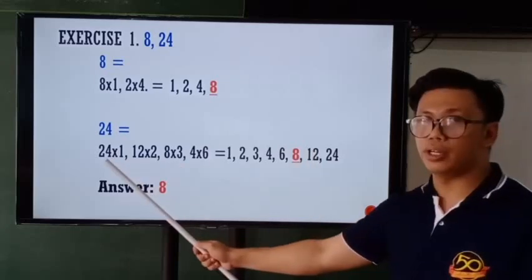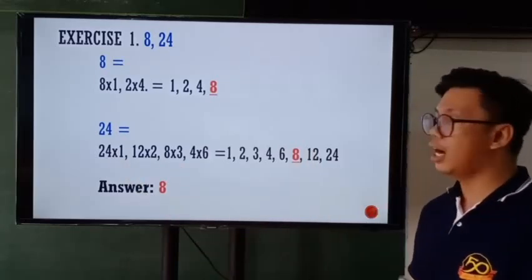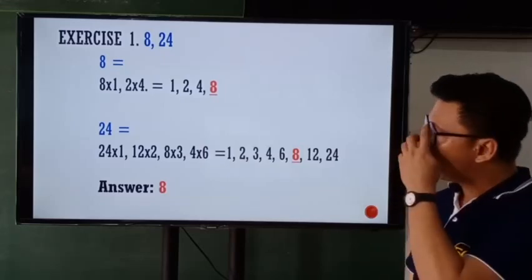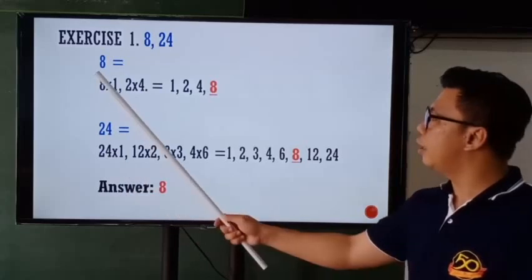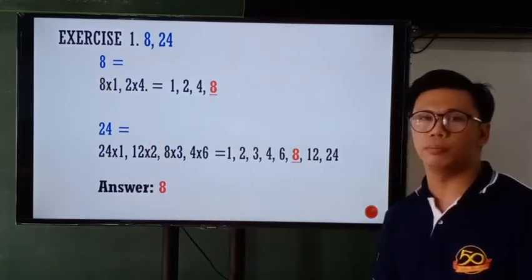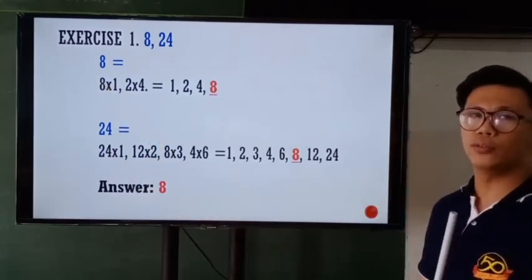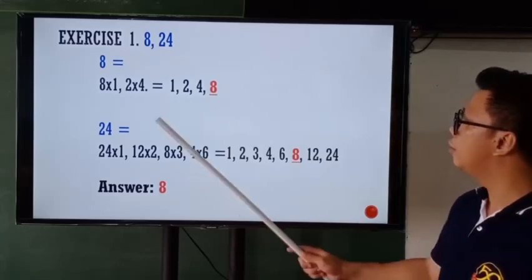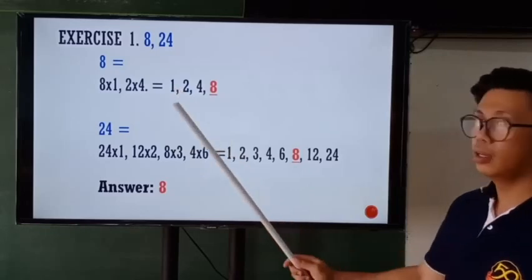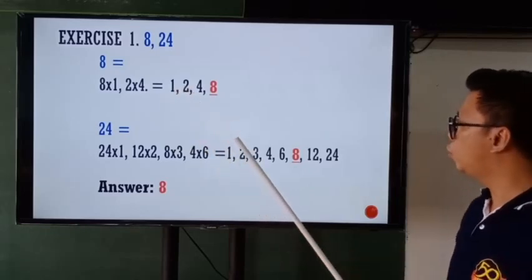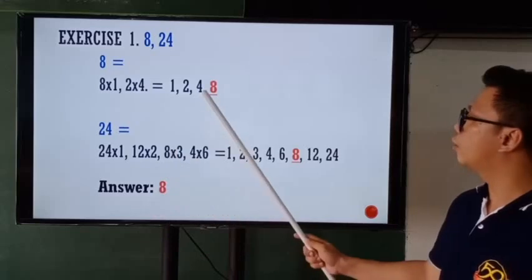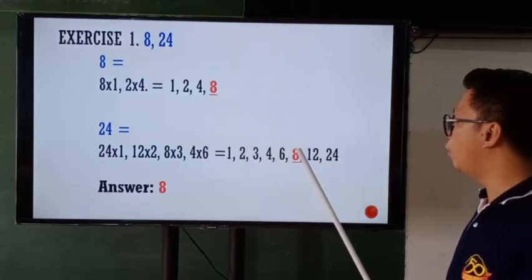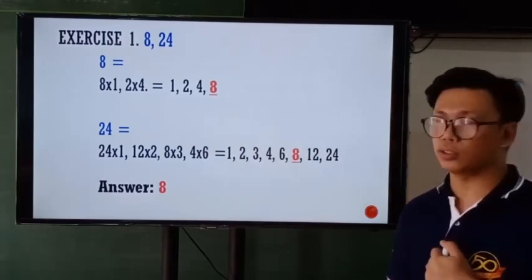last number is 24. So after getting the factor, look at the common factor of 8 and 24. So look at the numbers. What is the common factor of 8 and 24? So we have here, the common factor is 1, we have common factor 2, we have common factor of 4, and we have common factor of 8. So that is the common factor.